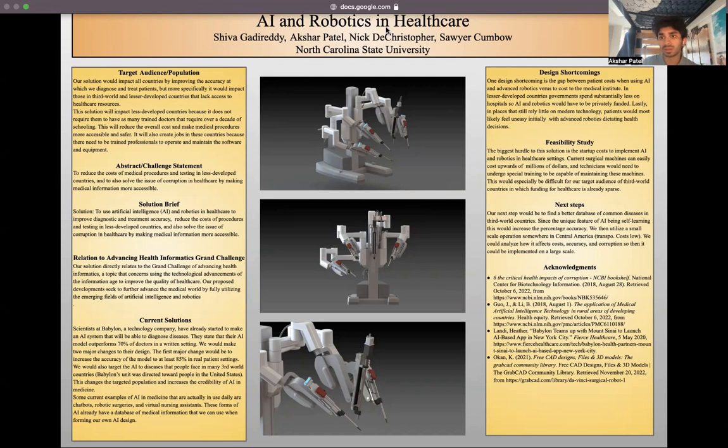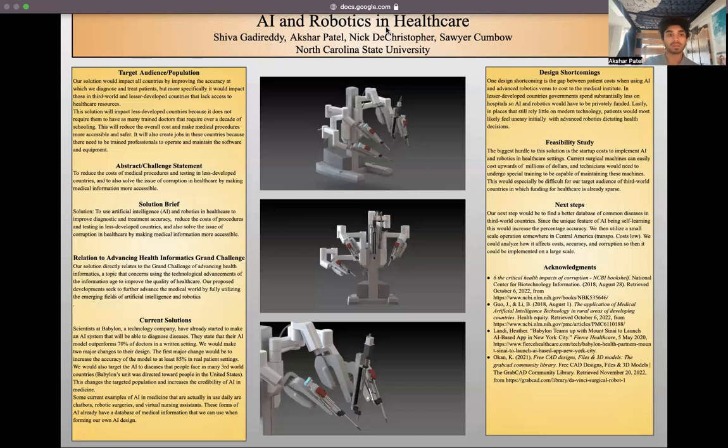The solution is meant to impact these less developed countries because it does not require them to have as many trained doctors that go through decades of schooling. Instead, we will open another sector of industry that will open jobs for people in these less developed nations, in order to provide a route to sustainable healthcare as well as these jobs.